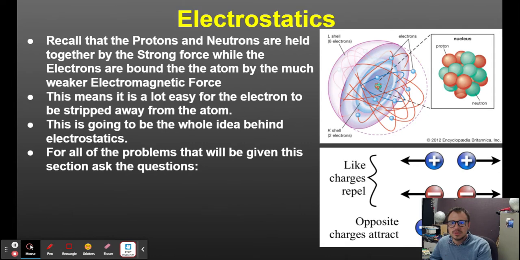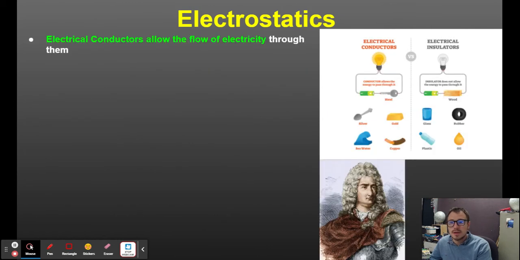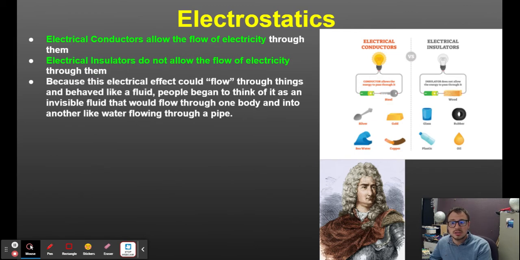Now, this is going to be the whole idea behind electrostatics. For all of the problems that will be given, like in all of these units, just ask these questions. What do like charges do? What do opposite charges do to each other? And what will the electrons do? So just think about what the electrons will do. Electrical conductors allow the flow of electricity through them. Electrical insulators do not allow the flow of electricity through them.